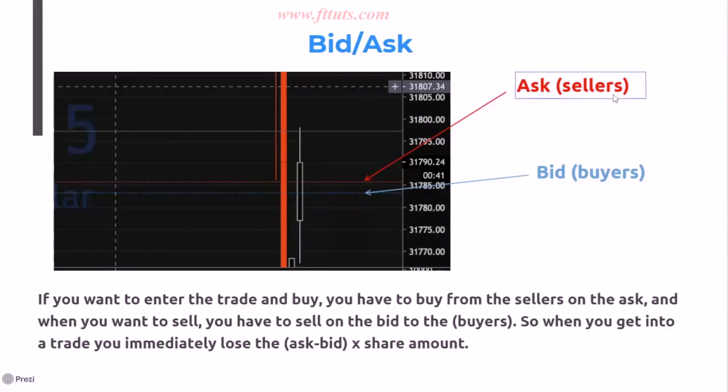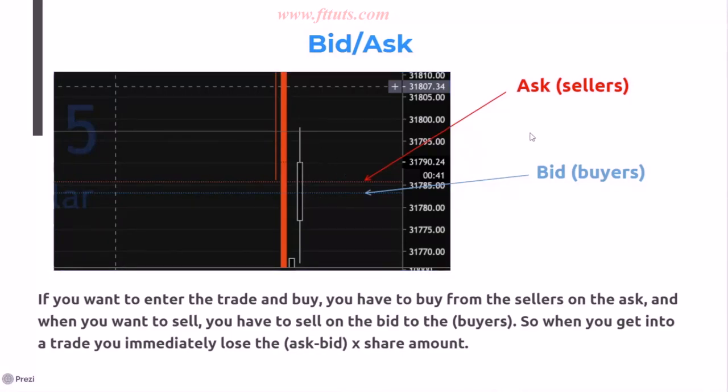And I know we covered bid and ask on the fundamental side, but I want to talk about bid and ask now on an actual stock chart. So when we're seeing the price move, we're going to see a bid price and an ask price. And these levels are establishing where the buyers and sellers are. So like I said, if you want to buy, you have to buy on the ask and sell on the bid. And if you want to short, you have to short on the bid and cover on the ask.